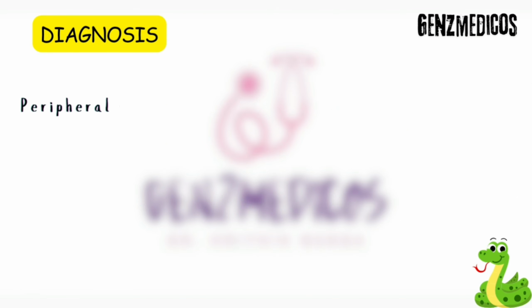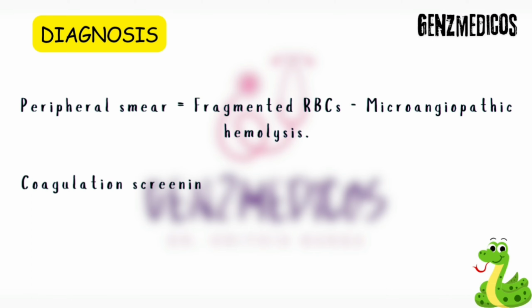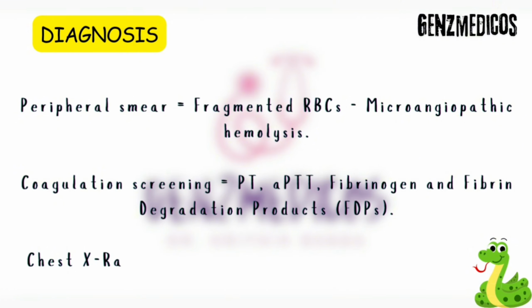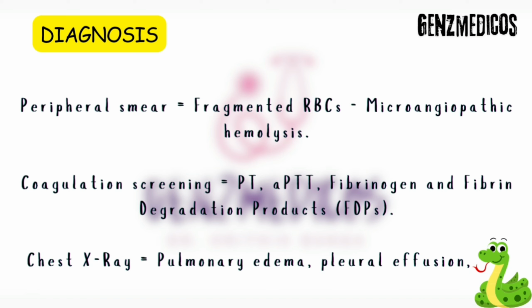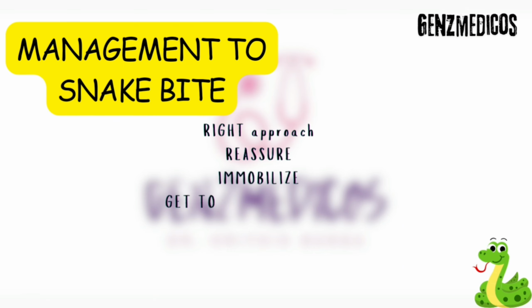And for urine examination, for proteinuria, hematuria, all those things we will do urine examination. For peripheral smear we can look for fragmented RBCs, to see microangiopathic hemolysis. And for PT, APTT, fibrinogen and fibrin degradation products, for that we have to do coagulation screening. For pulmonary edema and pleural effusion we will do chest x-ray, because respiratory involvement is in the CNS, right, in the neurotoxic.